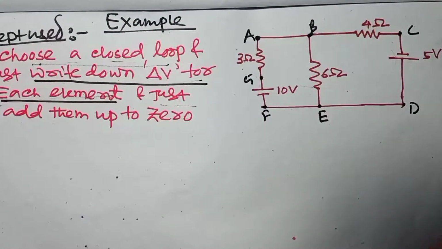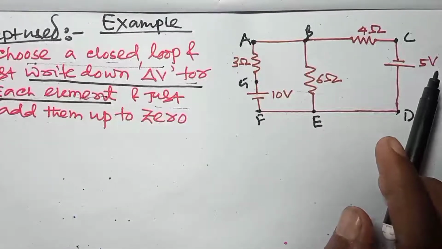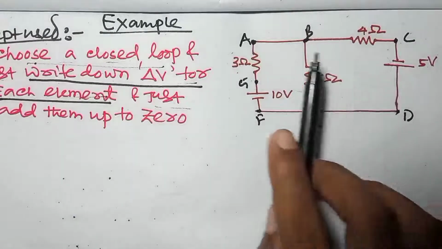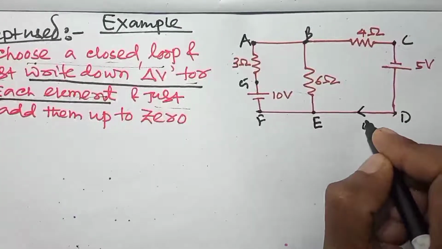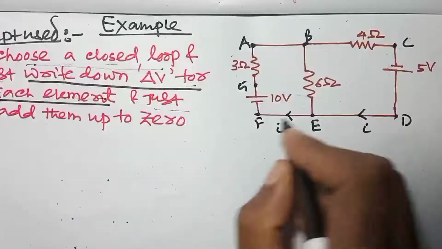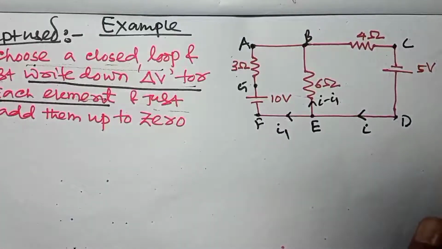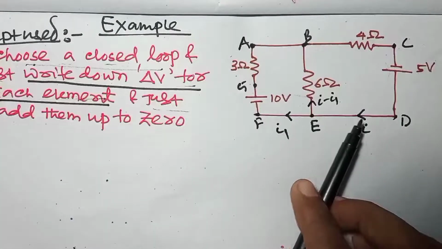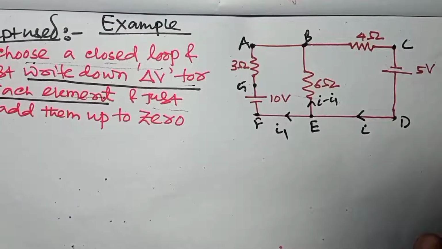Then in step number 2 we have to take variables like I1, I2 and I3 to indicate the current in different branches. Let us assume a current I is flowing in this direction, and let it get divided. Let current I1 flow in this direction, so a current of I minus I1 will flow in this direction. So in step number 2 you have to distribute the current in different branches.